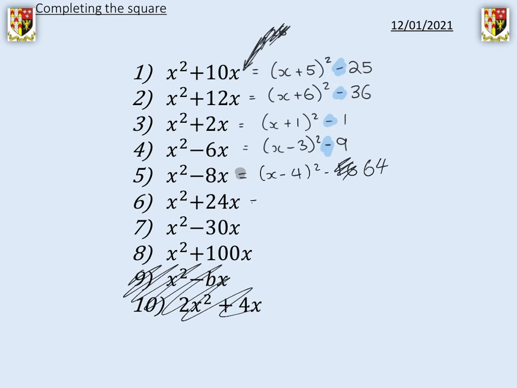Okay, so if I quickly go through those then, you've got x plus 12 all squared, and then minus 144. On this one, half of 30 is 15, and then we square that, and 15 squared is 225, so then I take that away. On this one, I've got x plus 50 all squared, and then I subtract 50 squared, which is 2,500. It doesn't really matter about the numbers. That's all that we've got to do.